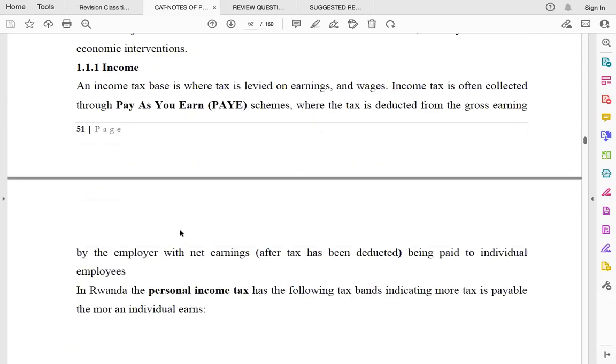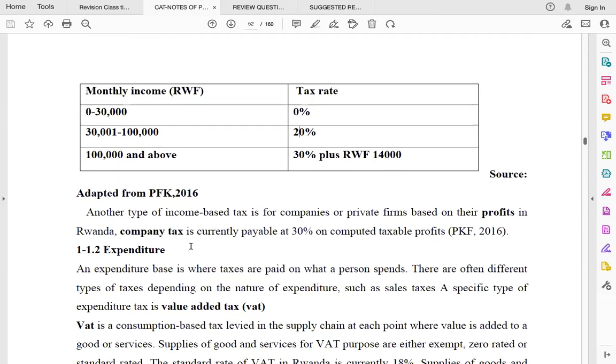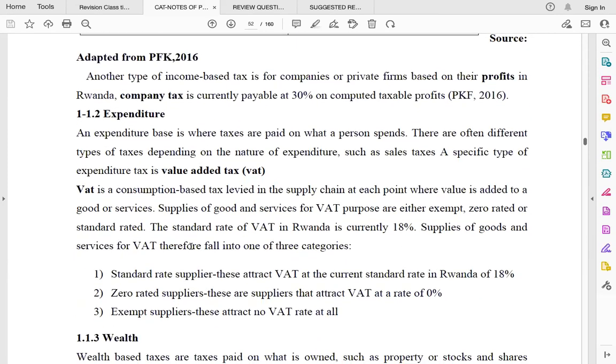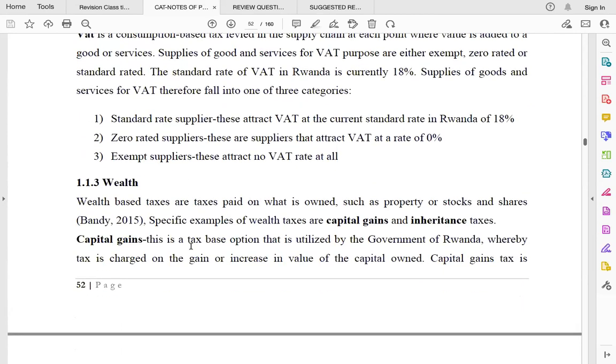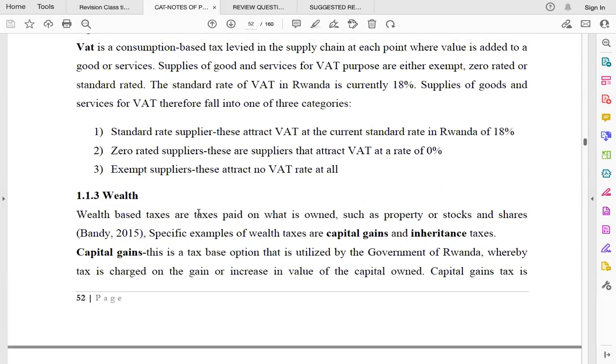So the tax base can be income, the tax base can be expenditure, like in the case of VAT. The tax base may be wealth. You need to know how to calculate VAT. In an exam, the examiner may ask you the calculation of VAT; if they tell you that the VAT is included and they want to calculate VAT, you will take that value times 18 over 118. If the VAT is excluded, you will multiply by 18 over 100. You know that? Yes. Okay.